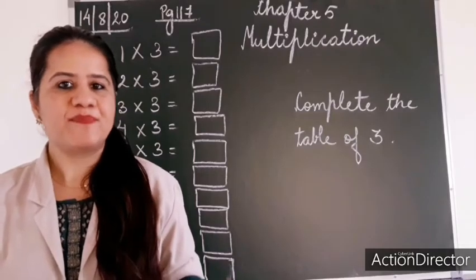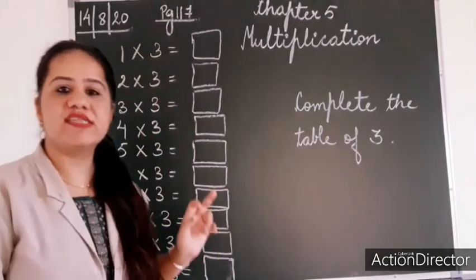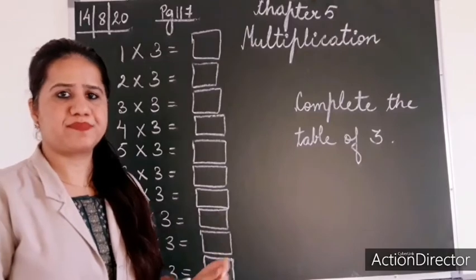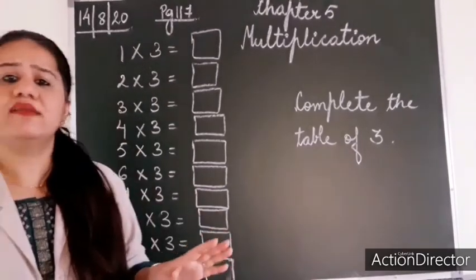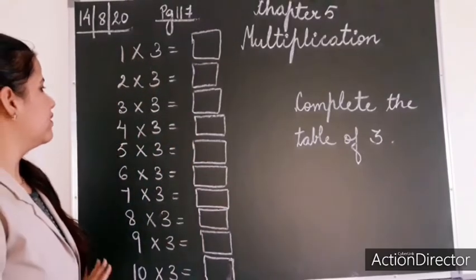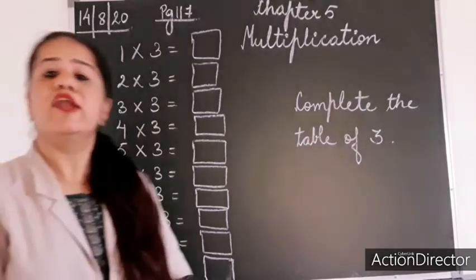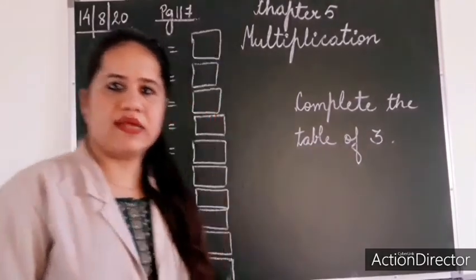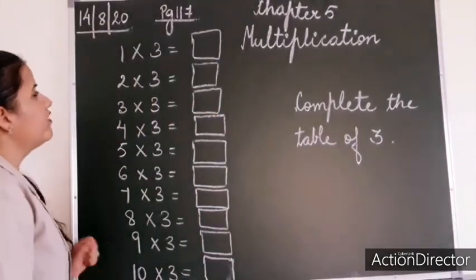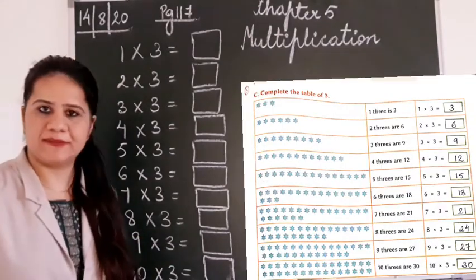So are you all ready? Okay, open page number 117 of your books and take a pencil in your hand. It's very simple. Can you see here? Yes, we have to complete this table. The boxes are given here. In your book it is also given, isn't it? So what we have to do is write the table of 3.